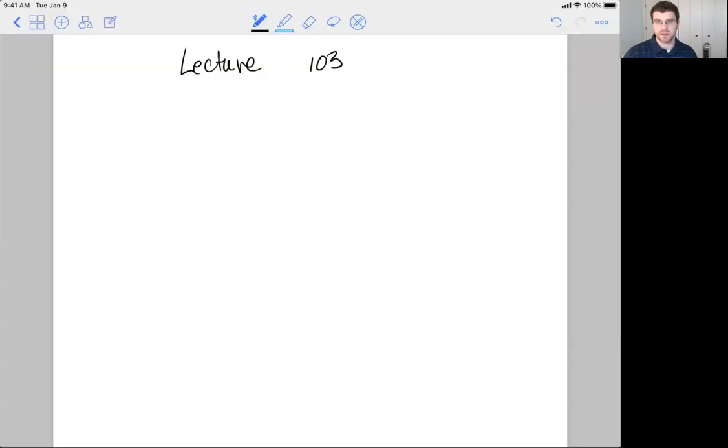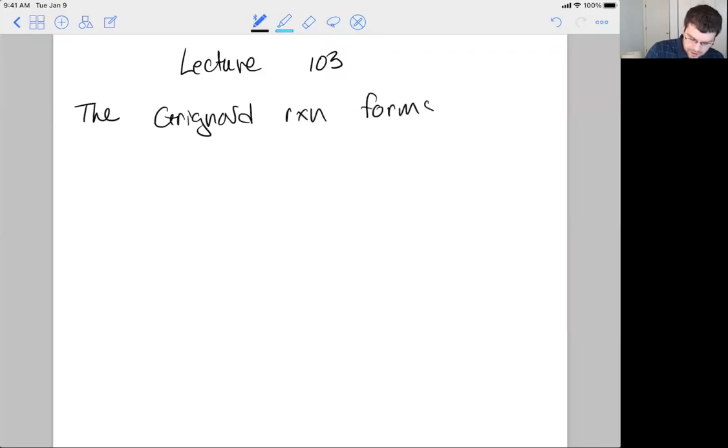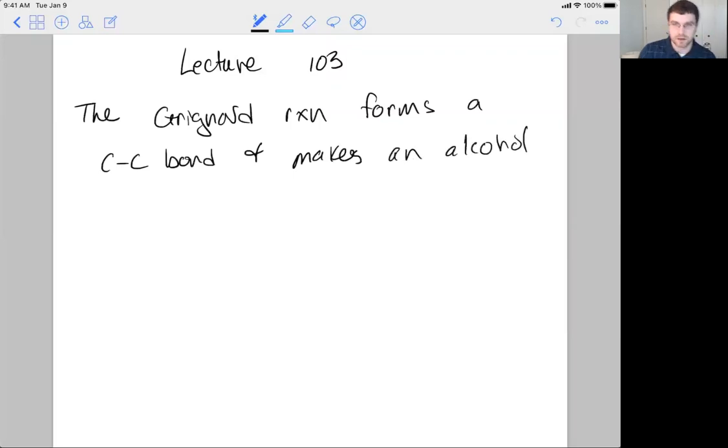In this video, we're going to continue our discussion of the Grignard reagent, starting to get into some practice of predicting products as we think about what we know about the mechanism. So let's remind ourselves what's going on here. The Grignard reaction forms a C-C bond and makes an alcohol. Those are big deals. Alcohol is an important functional group. Carbon-carbon bonds are the most important bonds that we can form.